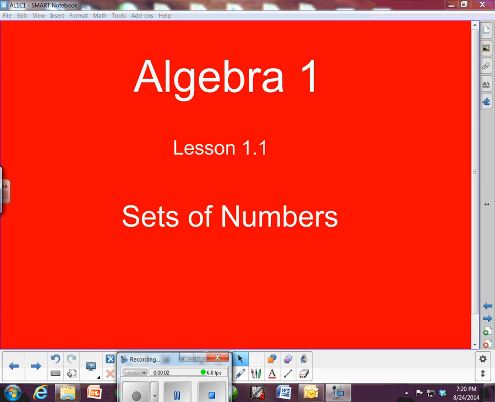All right, you always want to make sure that you are looking at the correct lesson. This is Algebra 1, and all the Algebra 1 title screens will be red, to try to help you out there. And this is lesson 1.1, the first lesson of a new school year, and it's titled Sets of Numbers. So lesson 1.1, sets of numbers.